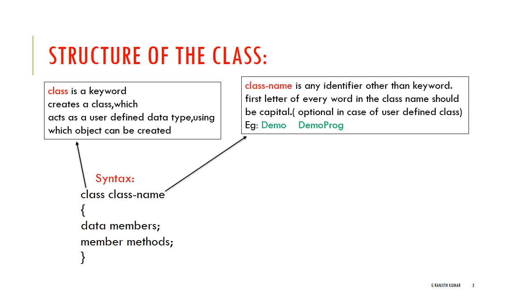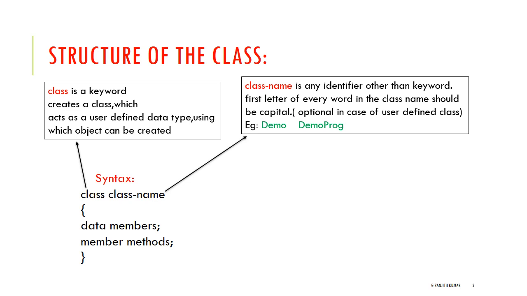And the keyword class is followed by the class name. A class name means any identifier other than the predefined words in Java. All such names can be used as a class name. And while writing class names, the first letter of every word should be a capital letter.